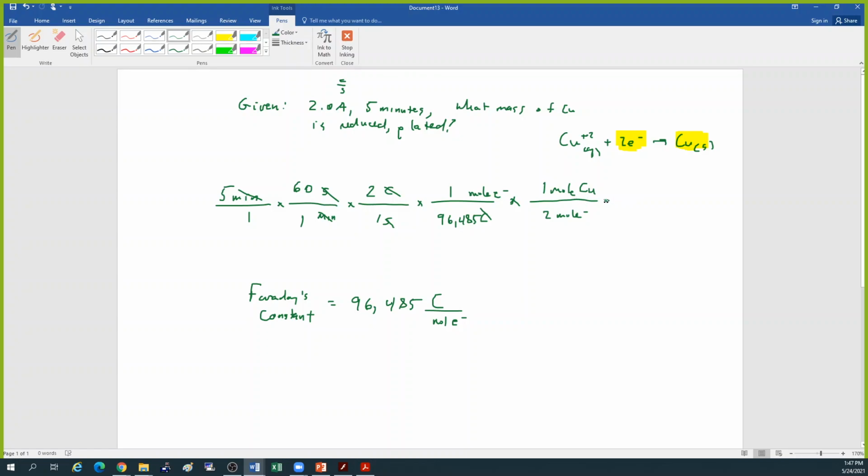And once we know the moles of copper, of course we can find the grams of copper because we know the molar mass is about 63.55 or so. So once all is said and done, we'll have the grams of copper that should have plated, ideally, over the time that we delivered this amount of current. So 5 times 60 times 2, divide 96485, divide 2, and then times 63.55, I get about 0.198 grams.